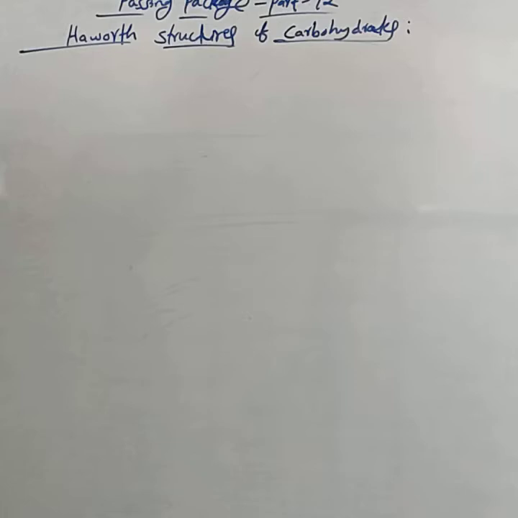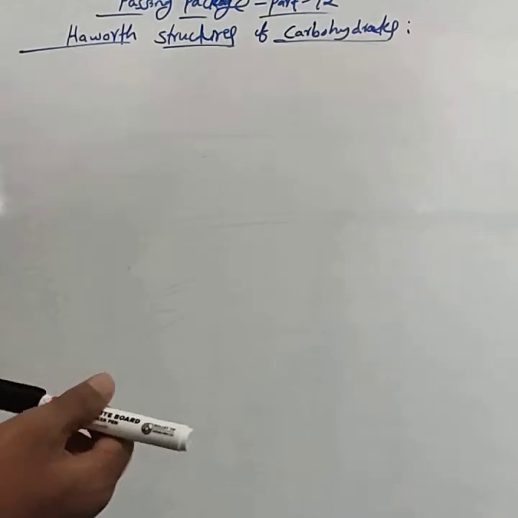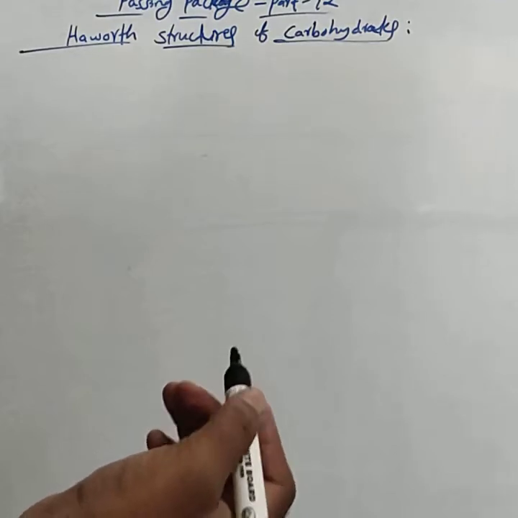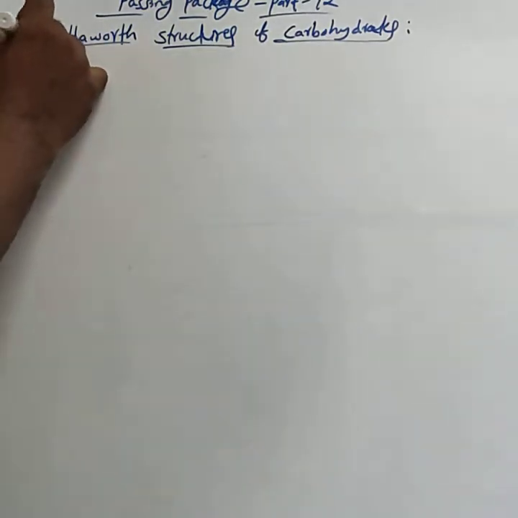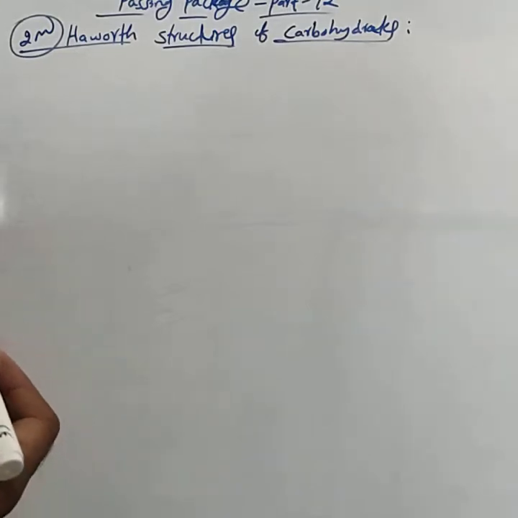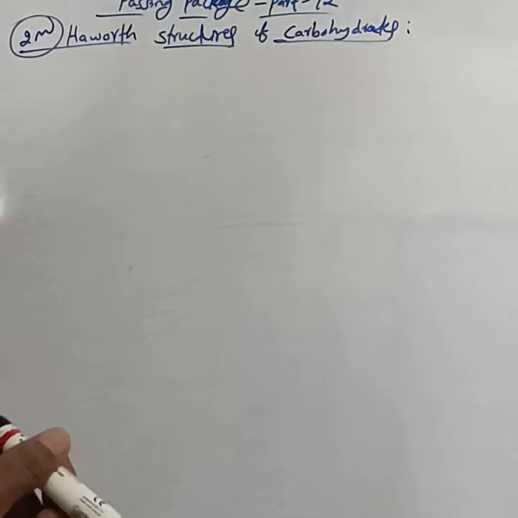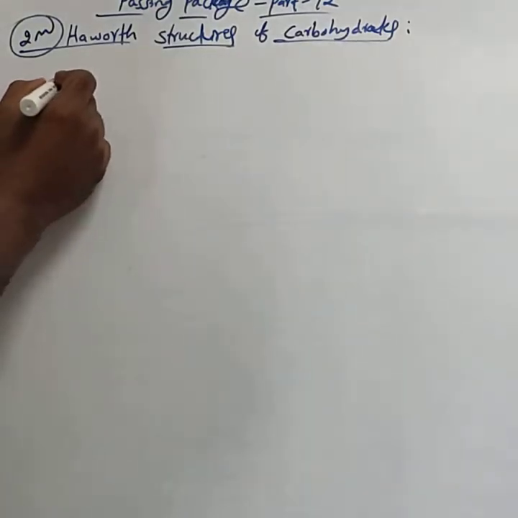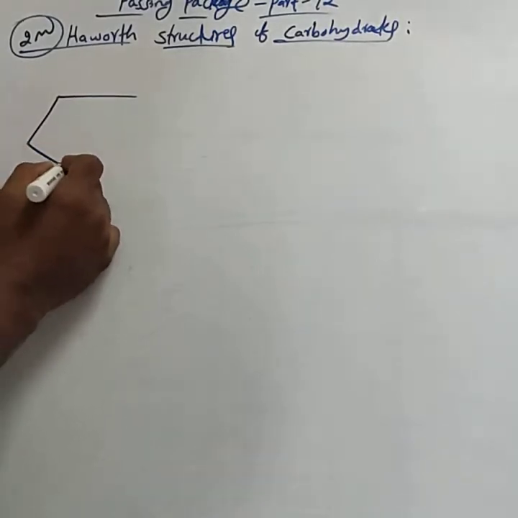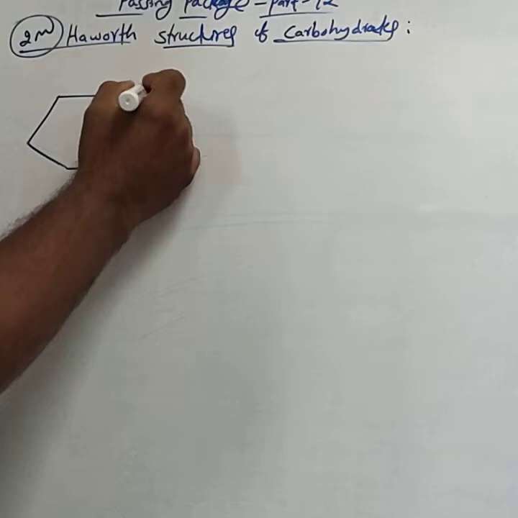Using this Haworth structure concept, you can definitely get the 2 marks. They can ask any one biomolecule, one carbohydrate Haworth structure. To write that Haworth structure, first consider the pyranose ring. A 6-membered ring containing oxygen is called a pyranose ring.